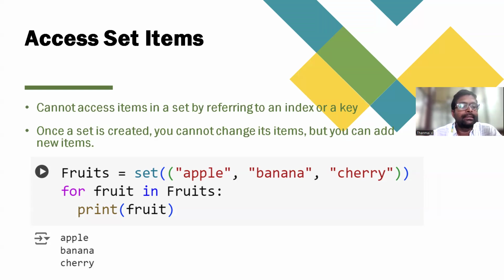So as I said initially, sets are unindexed. That means you can't access the elements with an index. So how do we access the elements? We can access the elements by using iterative loops. We can't access the items in a set by referring to an index or a key.